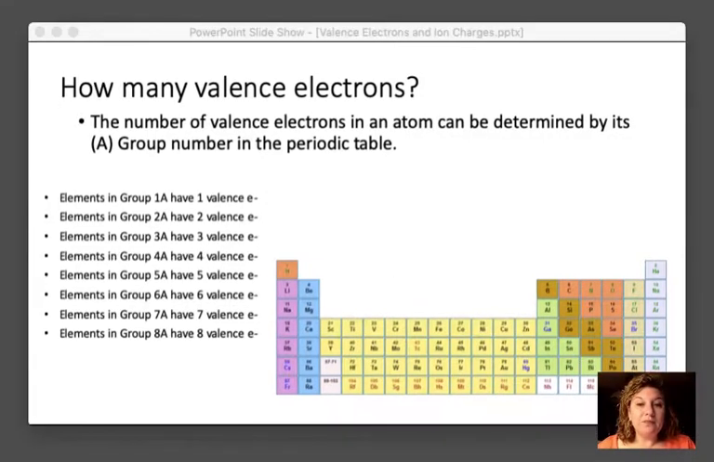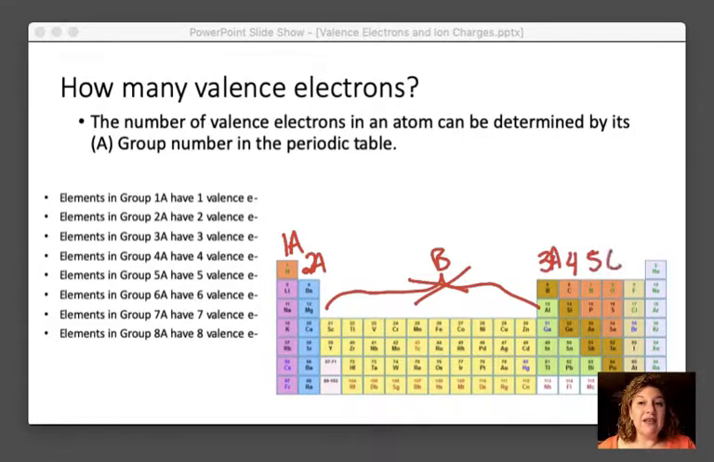So if you remember that this is group 1A, and this is group 2A, but then these are all B groups, so we don't count these. We don't worry about these right now. This is 3A, and then 4, 5, 6, 7, and 8A. Each one of these has the same number of valence electrons as its group. So this one has 1 valence electron, 2 valence electrons, 3, 4, 5, 6, 7, and 8 valence electrons. Those are very easy to figure out. The B groups are not as straightforward, so we don't talk about them when we first learn chemistry.